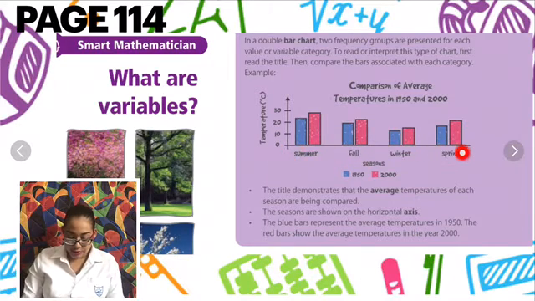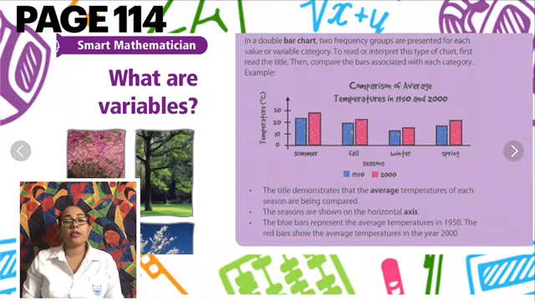Horizontal axis, the seasons. What are the seasons? Summer, fall, winter, and spring. The blue bars represent the average temperatures in 1950. The blue bars, 1950, this one, this one, this one, and this one. The red bars show the average temperatures in the year 2000. This one, this one, this one, and this one.